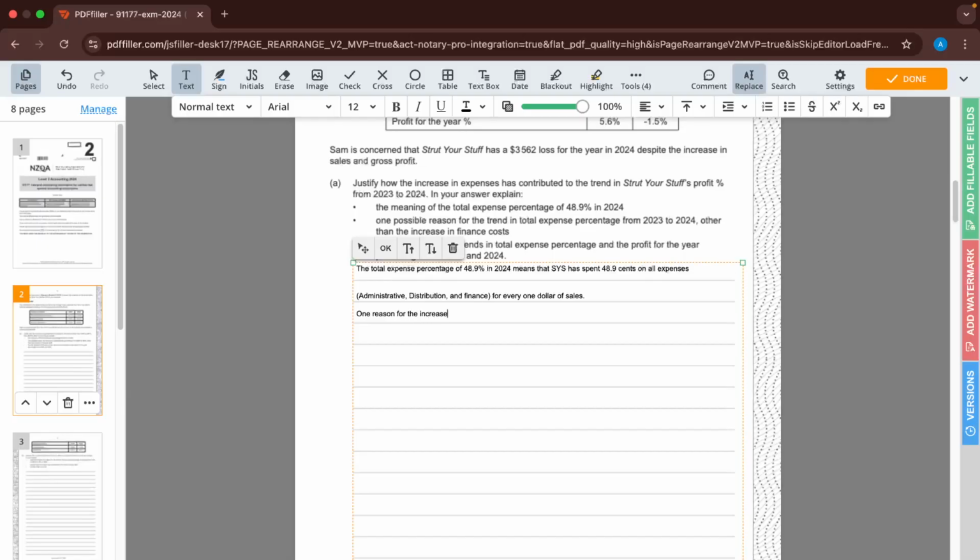for the increase in total expense percentage from 43.2% in 2023 to 48.9% in 2024 could be the increase in insurance claims in recent years.